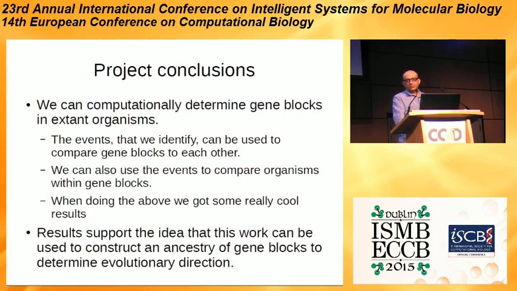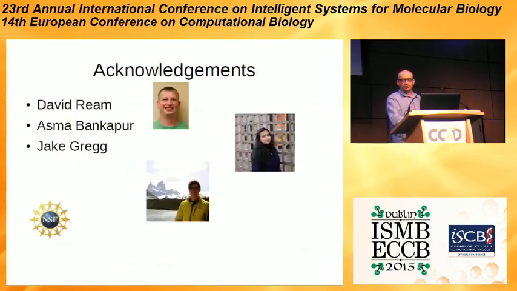So these are the general conclusions. We can computationally determine gene blocks in extant organisms. And the events that we identify can be used to compare one gene block to another. We can also use the events to compare organisms within gene blocks. We got some really cool results when doing this. And results support the idea that this work can be used to construct ancestry of gene blocks to determine evolutionary directions. And this work was published in Bioinformatics.